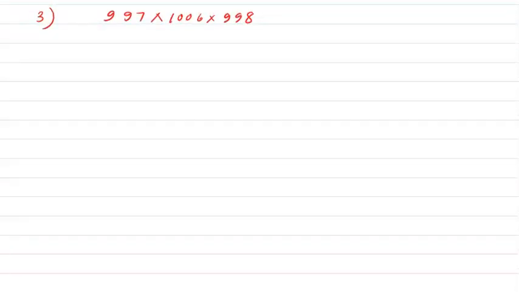Now this time I'm taking 997 into 1006 into 998. How is it different from the previous two problems? This time one of the numbers is above the base and the other two numbers are below the base. So this is minus 3, less than the base, this is plus 6, more than the base, and this is minus 2, less than the base.